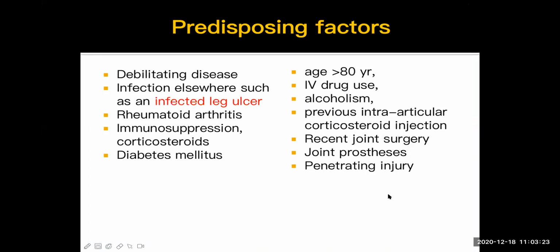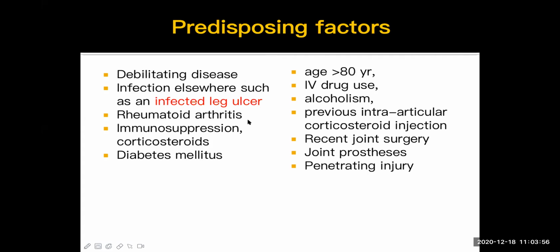Now, what are the predisposing factors? In which type of cases, or if the patient is having certain conditions, then there is more chance of having septic arthritis. These are called predisposing factors. So debilitating disease in a patient means chronic disease, long-standing disease, terminal diseases, infection elsewhere, such as an infected leg ulcer, definitely, bacteria can migrate.